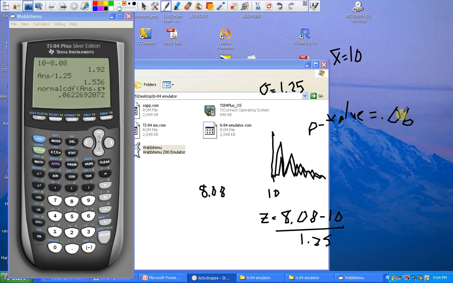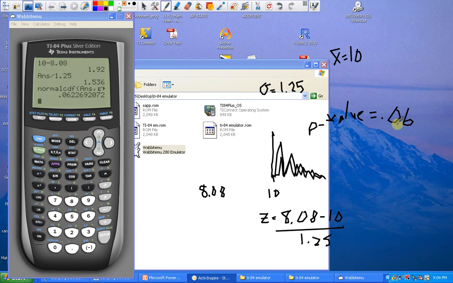And let's talk about what the p-value means, and I'll leave it there. The p-value says we assumed that the population mean was 8.08. The mean body fat was 8.08. Now, if it really was 8.08, then by chance, we would take a sample of 25 NFL players and get a mean body fat of 10 or higher about 6% of the time.